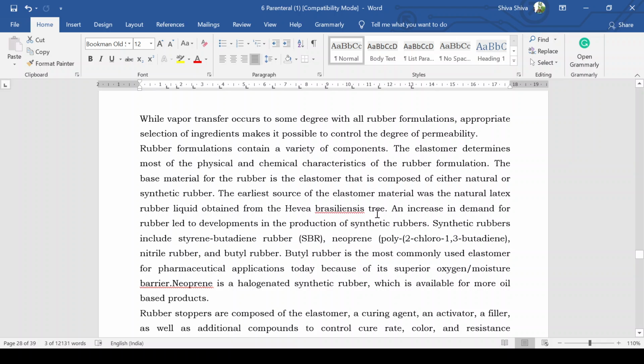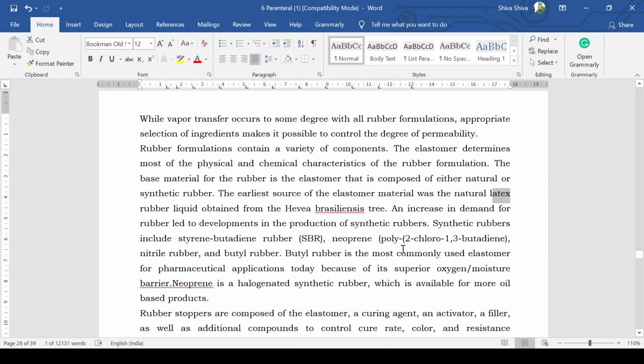रबर फॉर्म्युलेशन कंटेन अ व्हरायटी ऑफ कंपोनंट्स. The elastomer determines most of the physical and chemical characteristics of the rubber formulation. The base material for the rubber is the elastomer that is composed of either natural or synthetic rubber. रबरचे प्लांट असतात त्याच्यापासून रबर भेटतं तुम्हाला माहित असेल, पण ते रॉ रबर राहतं, त्याच्यावरती प्रोसेस केली जाते, त्या प्रोसेसला म्हणतात वल्कनायझेशन. आणि वल्कनायझेशन करून जे प्रोडक्ट भेटतं ते रबर आपल्याला डे टू डे लाईफमध्ये आपण बघतोय. The earliest source of elastomer material was the natural latex rubber liquid obtained from the Hevea brasiliensis tree. So this is the rubber tree. या rubber tree पासून आपल्याला काय मिळतं latex. त्या latex ला आपण म्हणतो raw rubber.